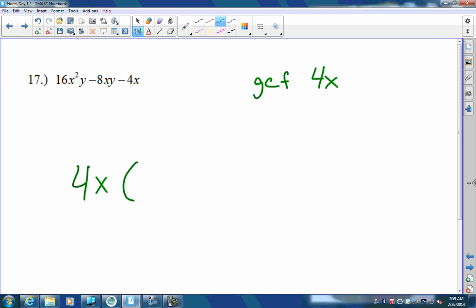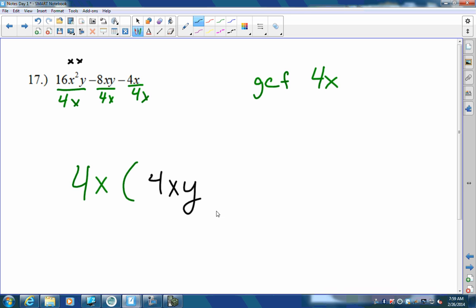What that means is to write what's left, I have to divide everything by 4x. So, let's see. 16 divided by 4 is 4. Don't tell me 12. We're not subtracting. All right. I need 2 x's. I've already got one of them. How many more do I need? I just need one more x. And that y is just chilling by itself, so I'm going to bring out the y.